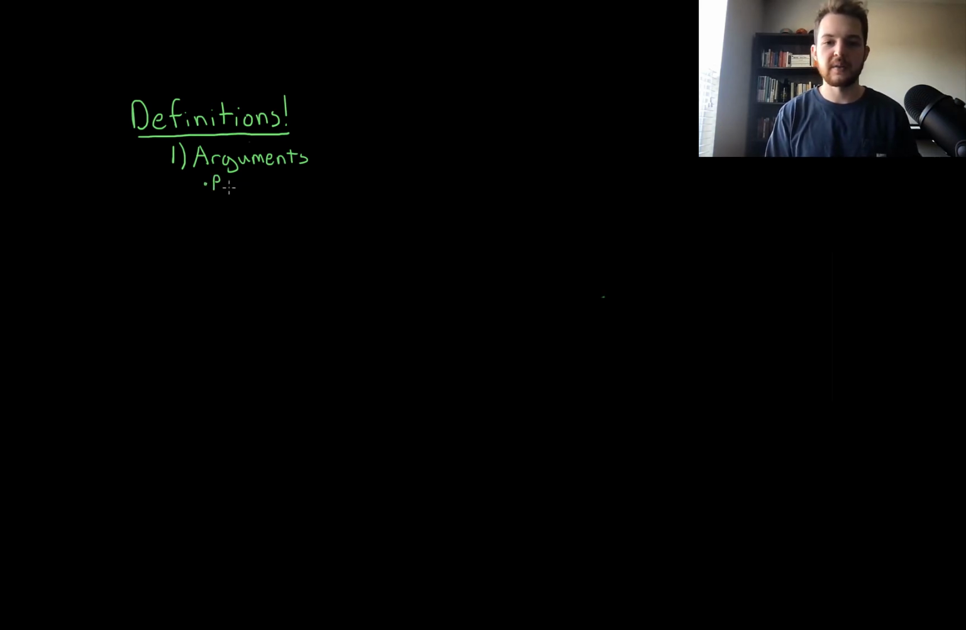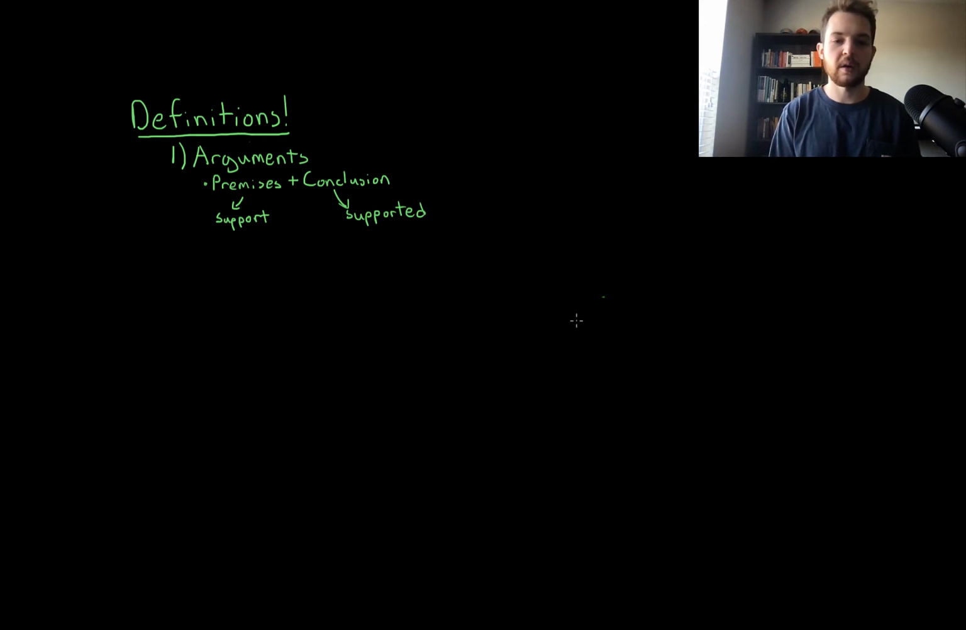An argument is something that consists of premises and a conclusion. Premises are the reasons why you should accept a conclusion, while conclusions are what are supported by the premises. Conclusions are also what are supposed to be accepted at the end of the argument. The goal of an argument is to persuade or convince you of the conclusion.